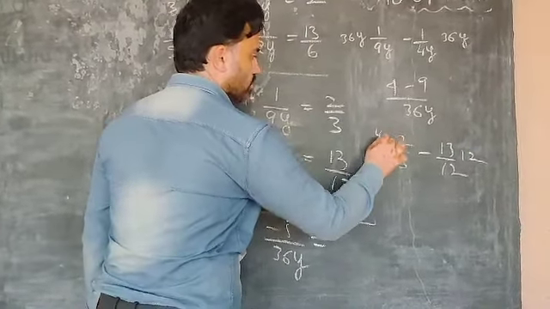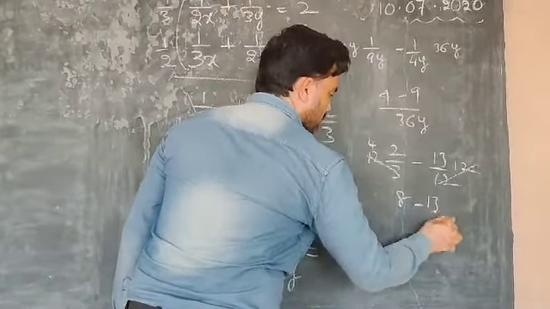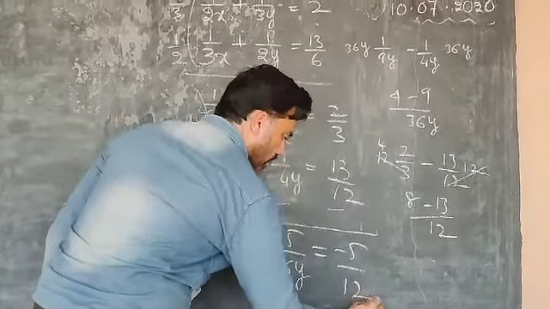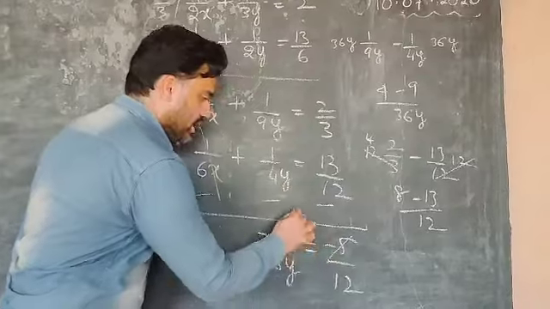3 4s are 12. 4 into 2, 8. 12 get cancelled. Minus 13 by LCM is what? 12. So, minus 5 by 12. Hope you understood. Minus 5 get cancelled.